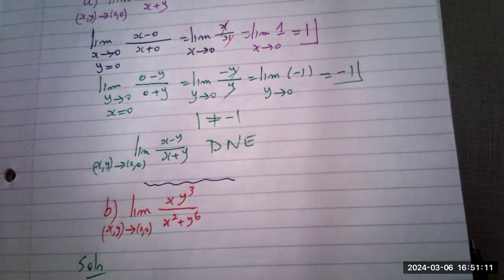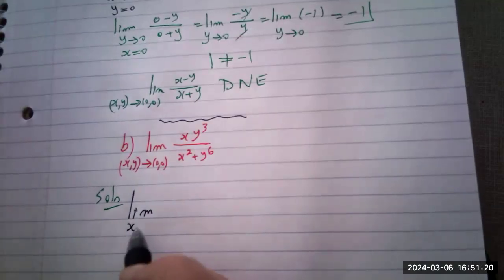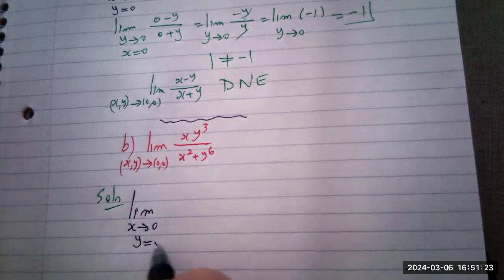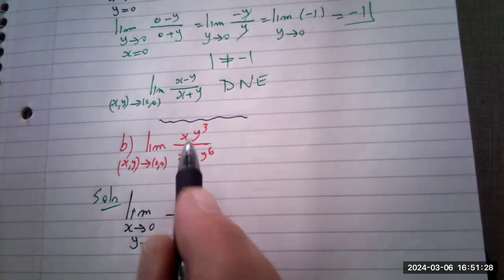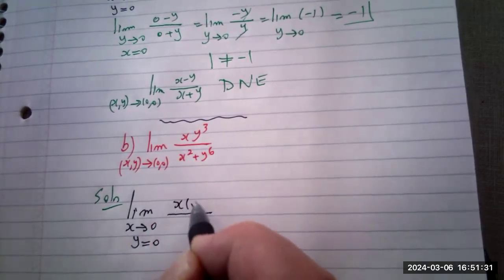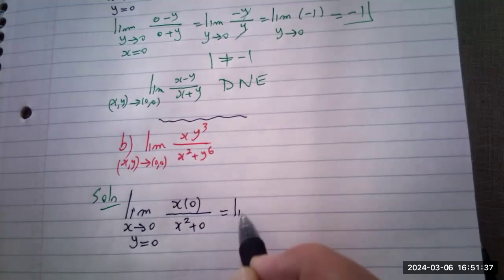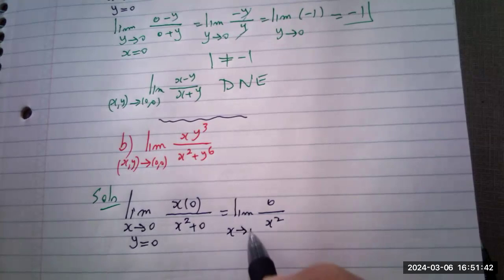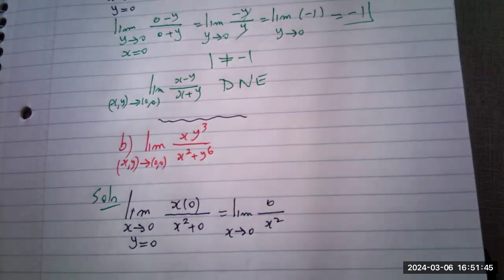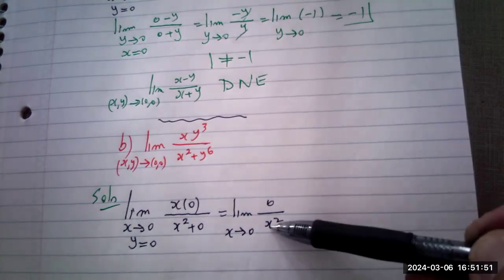You have to pick one direction, along the x or the y, to get the 0 first. Okay, so I go with the limit of x goes to 0, fix the y, along the x-axis. If you substitute, the top would be 0 because it's x times 0, and the bottom would be x squared plus 0. So the top is 0 and the bottom is x squared. When x goes to 0, x is not equal to 0, so before taking the limit, 0 divided by x squared is 0.